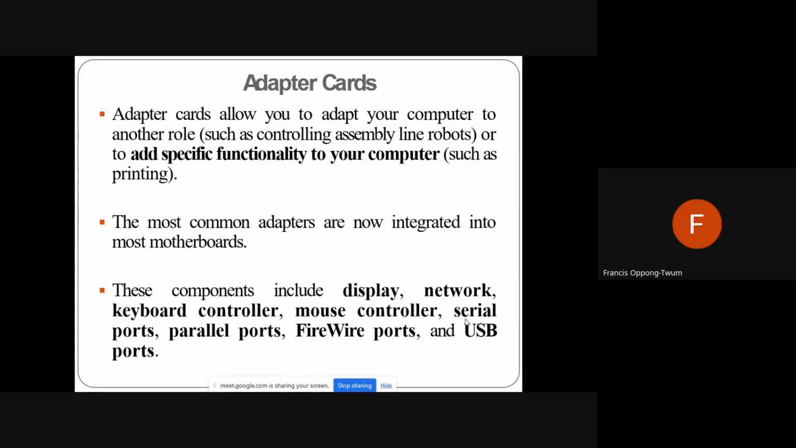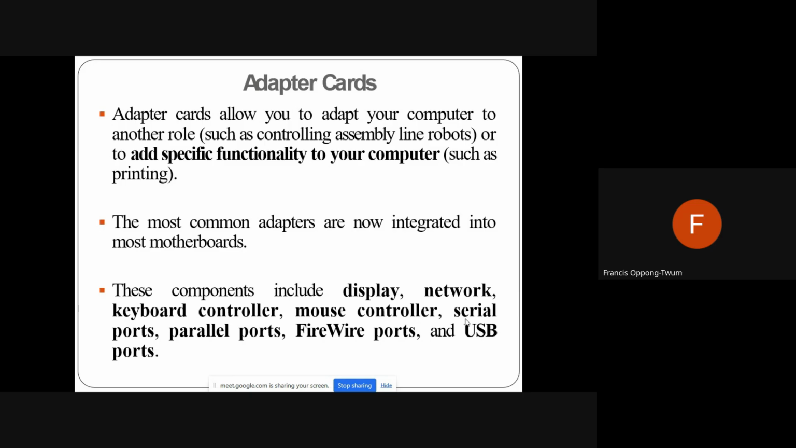Today we are just identifying another component, the adapter cards. The adapter cards allow you to adapt your computer to another role, such as controlling an assembly line robot, or to add specific functionality to your computer, such as printing. The most common adapters are now integrated into most motherboards. Most of the adapter cards that we are talking about, they've integrated them into the motherboard.